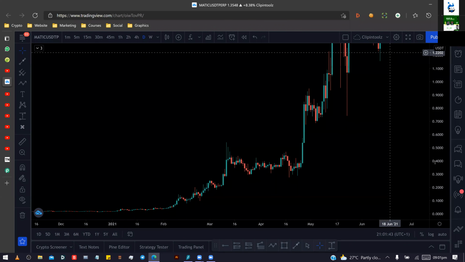So the next type of support and resistance is the moving average. I told you if you want to add a moving average, you come to your indicators on this menu and search for moving average. EMA means exponential moving average, while MA means moving average. What it means is the average price of a particular coin at that period of time, right?